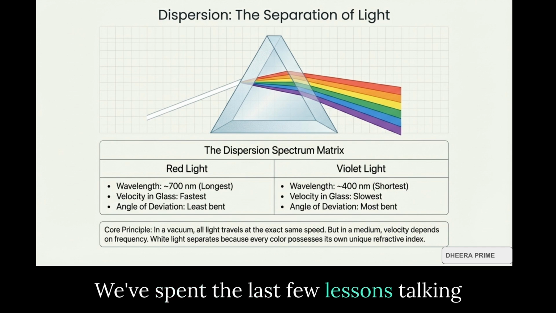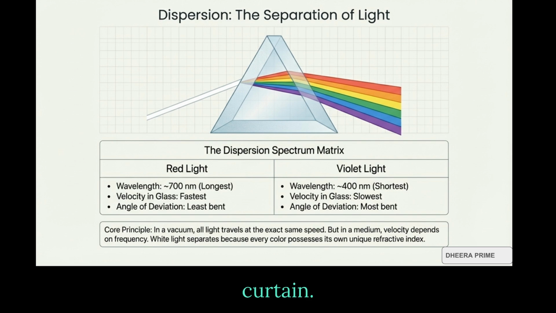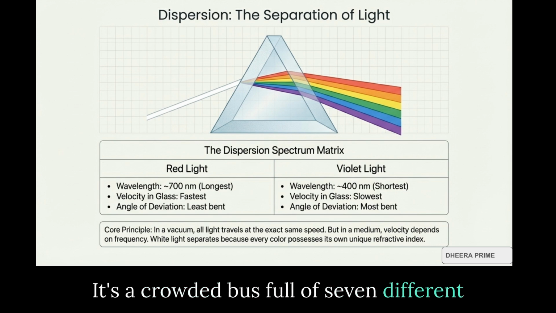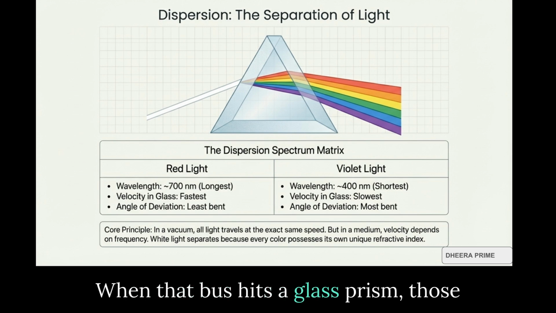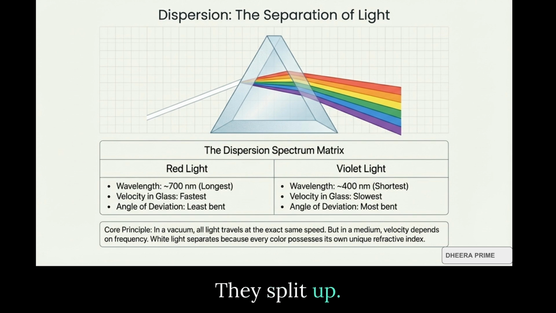We've spent the last few lessons talking about light bending as a single unit. But now we're going to peel back the curtain. White light isn't actually white. It's a crowded bus full of 7 different passengers. When that bus hits a glass prism, those passengers don't stay together. They split up. This beautiful separation is called dispersion.